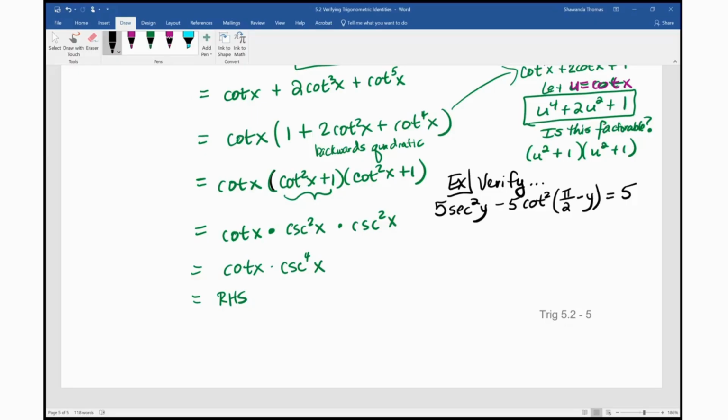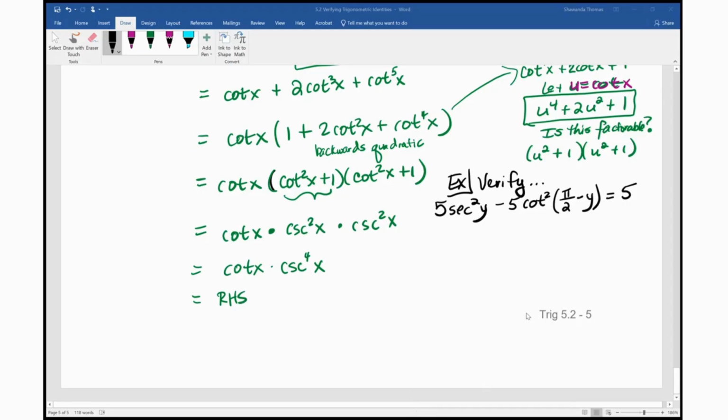I go back through all the identities we talked about from 5.1. Which of those identities looks somewhat familiar or similar to this? The co-function identities. Yes, the co-function identities.